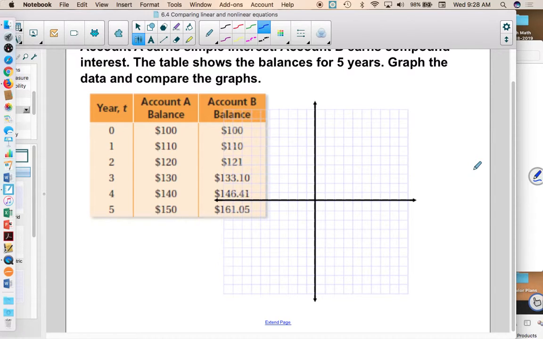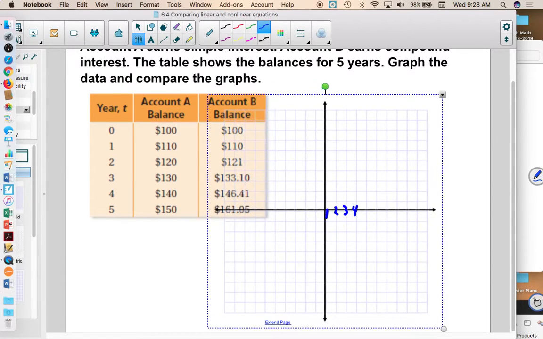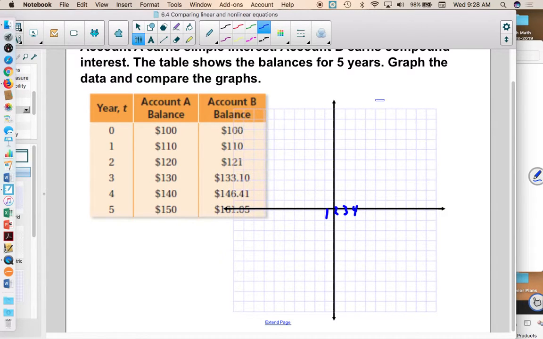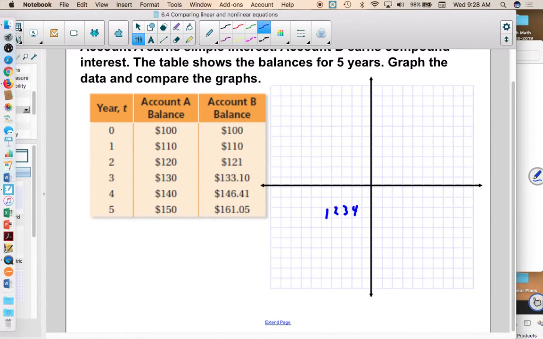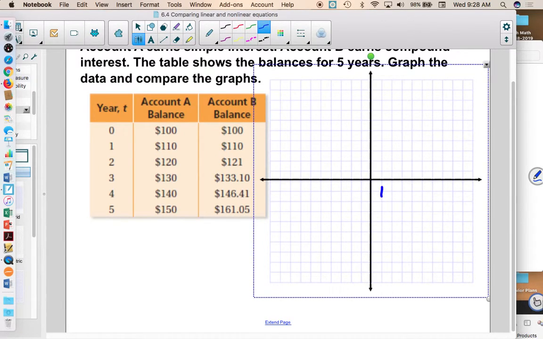Alright, so I have a graph of A and a graph of B. Which one do we want to make our X value? Is it the years or the dollar amount? I would say the years, I agree. So if I go in here and I number this, let me make that bigger. There we go. This is years.